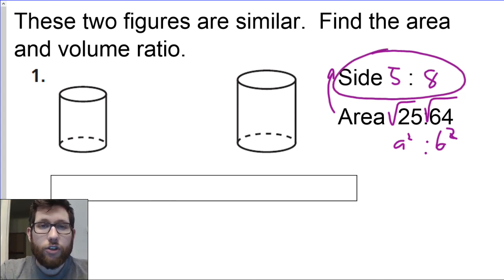So our side ratio should always be smaller numbers than our area ratios. If you get really large numbers like 4 or 5-digit numbers, then we know we went too far, we went the wrong direction. Or if you end up with a decimal, it means you probably did something wrong too.